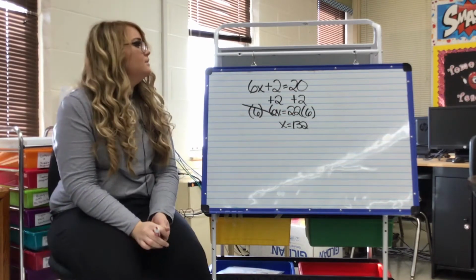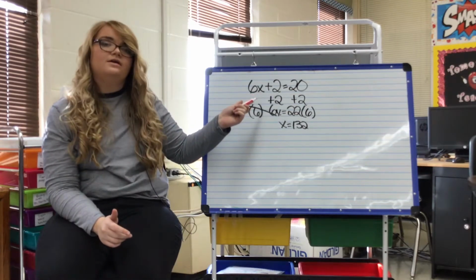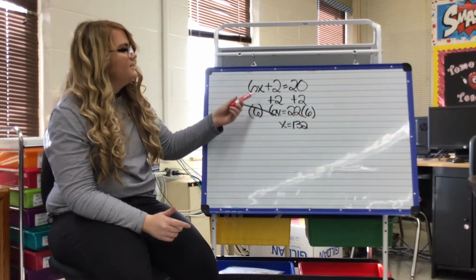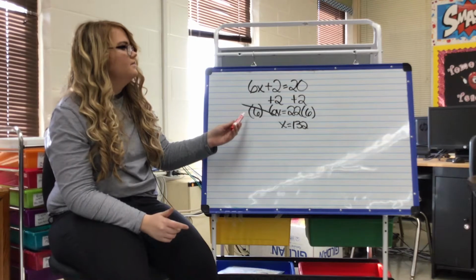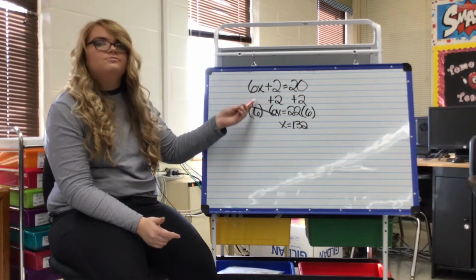Now that I did one with a one-step equation, we're going to do a two-step equation wrong. So what I did was 6x plus 2 equals 20. And the first thing I did was I added the 2, and then the next thing I did, I multiplied. So if you look here on the first thing, what did I do wrong?